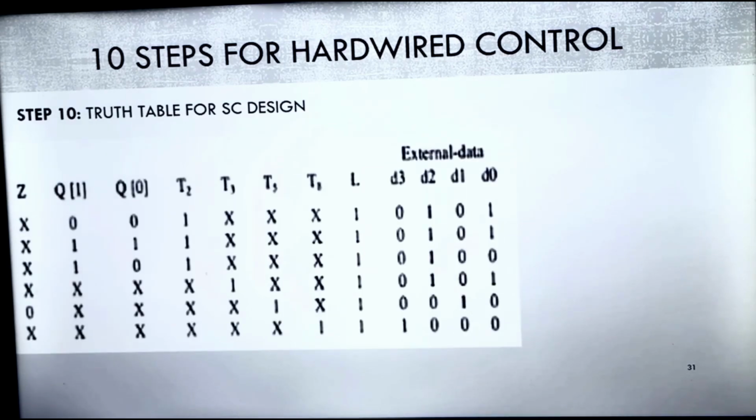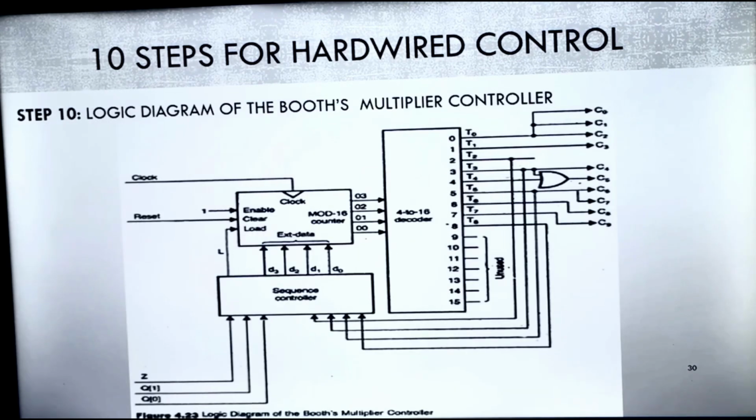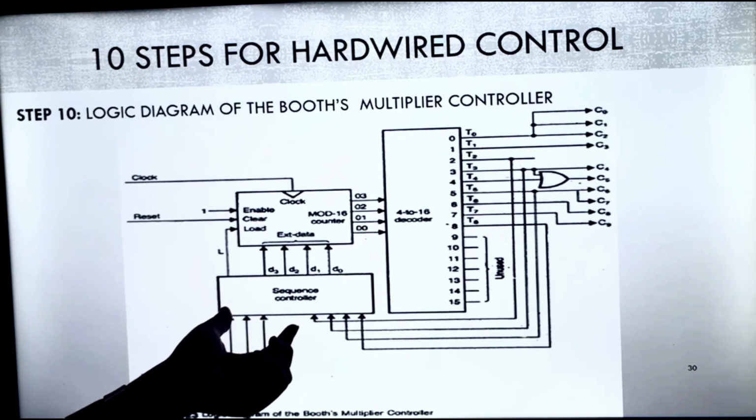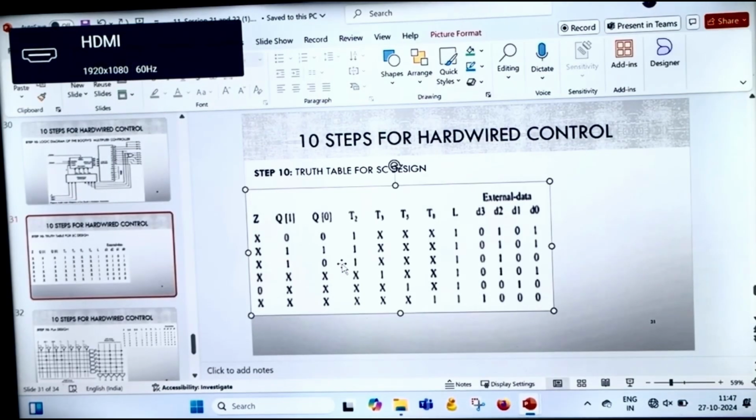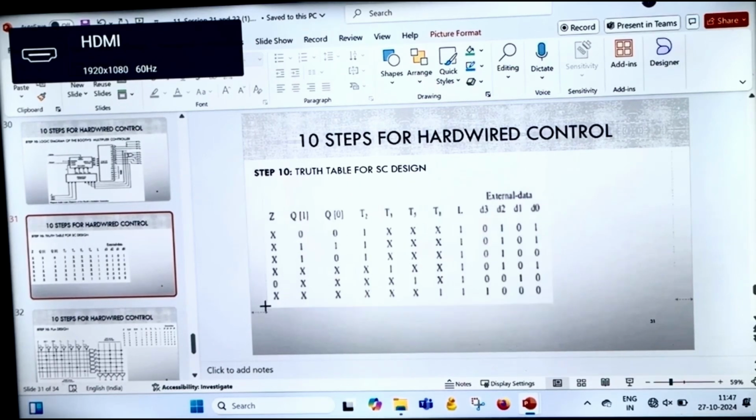So next one is the truth table for designing this sequence controller, how it works. We'll see in detail. I think this image is blurry, so I'll make it smaller so that it will be less blurry.